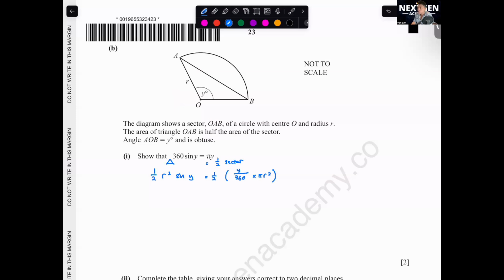Okay, go and rearrange this entire thing. What can we cancel off? 1 over 2, 1 over 2. r squared, r squared. Then we will be left with sine y equals y over 360 multiplied by pi. So you just need to rearrange this whole thing: 360 sine y equals pi y.